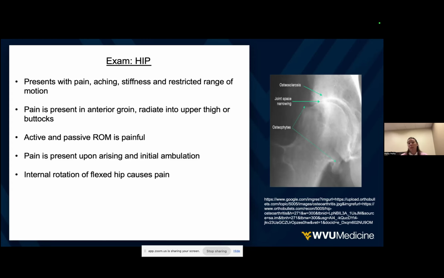They're going to have pain with active and passive range of motion. So any kind of range of motion is going to cause pain. And again, it's that sort of gelling phenomenon like we talked about. They're going to have pain when they first arise and they initially ambulate, and then they can kind of work it out a little bit when they're up and moving.